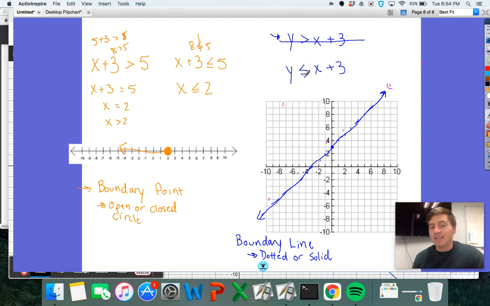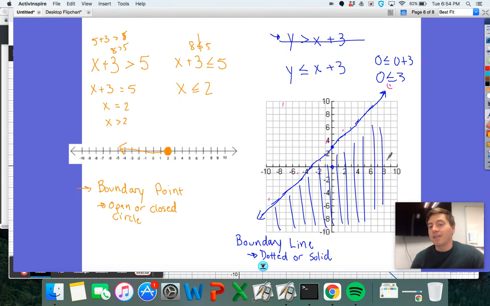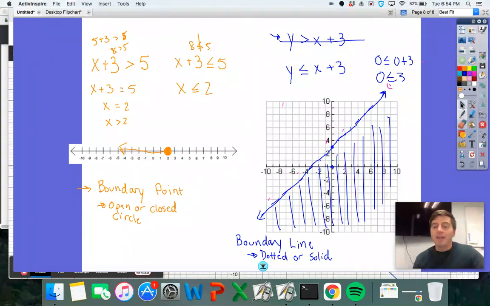Now, in this case, it says less than. So if we were to try 0, 0, it would be 0 less than or equal to 0 plus 3, and 0 is less than or equal to 3, and that works. So since this one works, we know this is the correct side, and we can shade this side for the inequality. And that's how you graph an inequality in two variables.